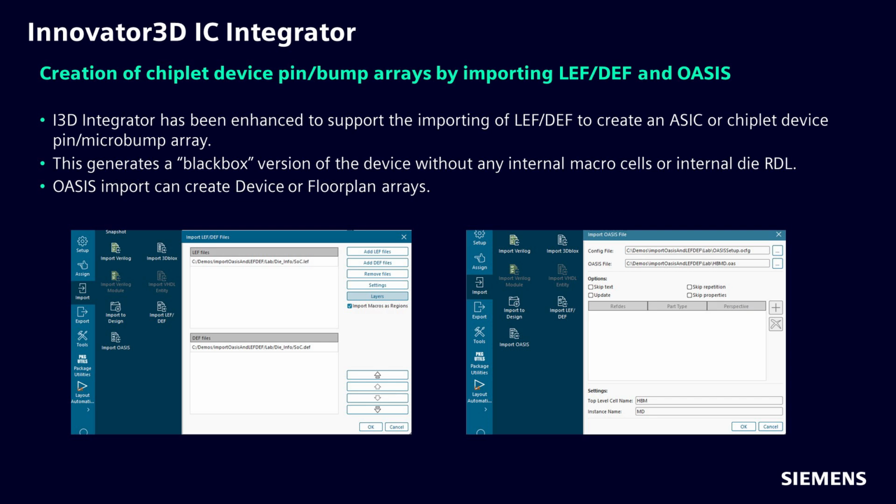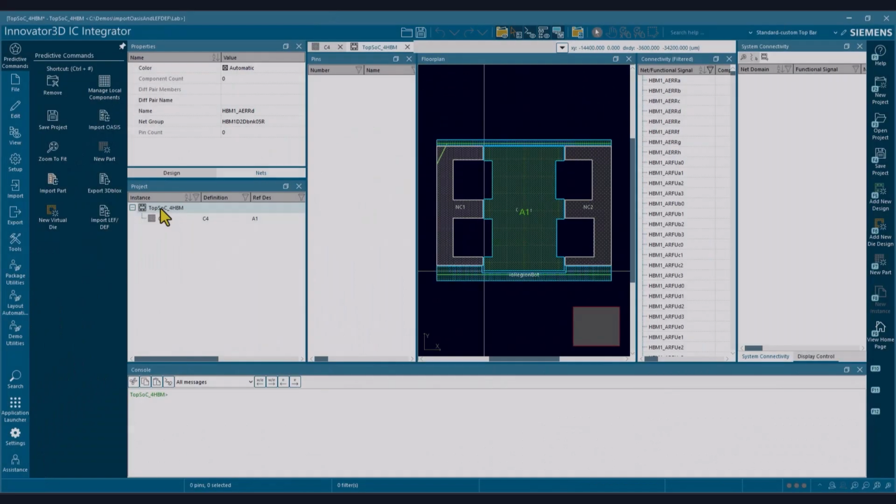In this video, we will demonstrate the creation of a stacked assembly comprising 4 HBMs and 1 SoC. Specifically, you'll see how the HBM pin arrays are efficiently imported using OASIS, while the SoC components are integrated via LEF/DEF import. Let's see how it works.